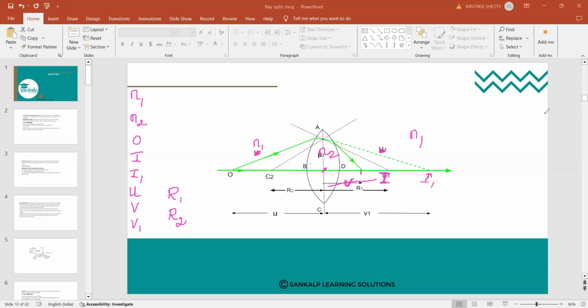O is the point object placed on the principal axis. N1 and N2 are the refractive indices. ABC and ADC are spherical surfaces.